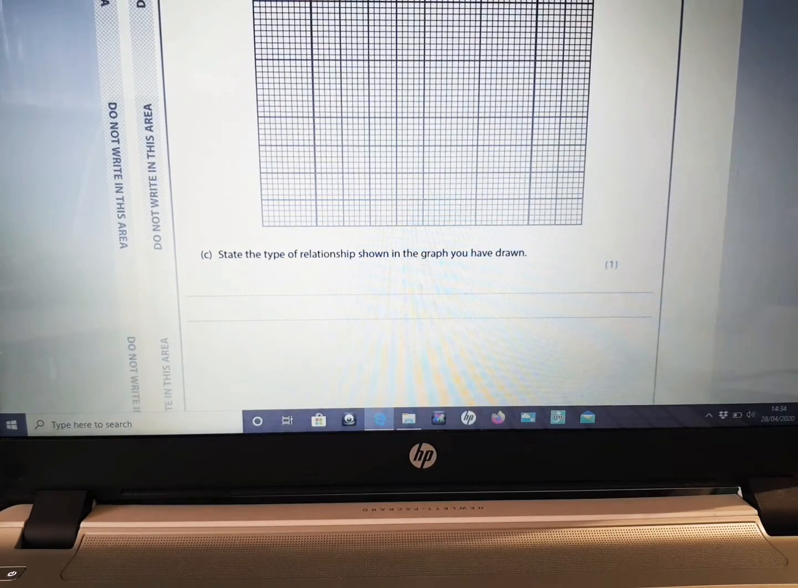Part C is asking you to state the type of relationship shown in the graph that you have drawn for 1 mark. So all you are doing here is saying what the graph is showing, what kind of relationship, what kind of correlation is there, and you must use the names of the variables in your answer here to get your full mark.